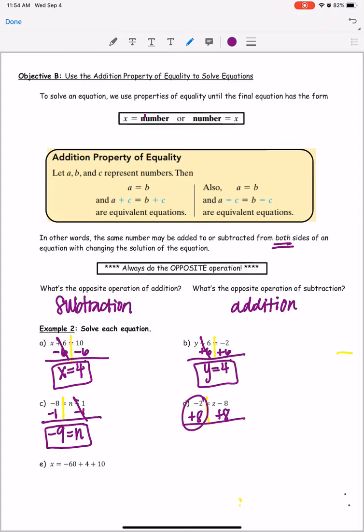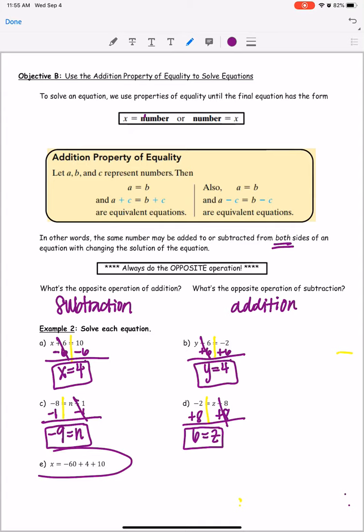So -2 plus 8, different signs. So subtract and keep the sign of the bigger one. We're going to get 6. -8 and 8 cancel each other out, so now I am just left with z. Now, if you notice on all of these problems here, the variable was not by itself. So we had to add something over, subtract something over to get that variable by itself.